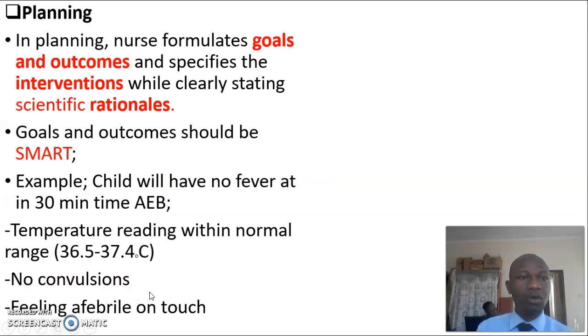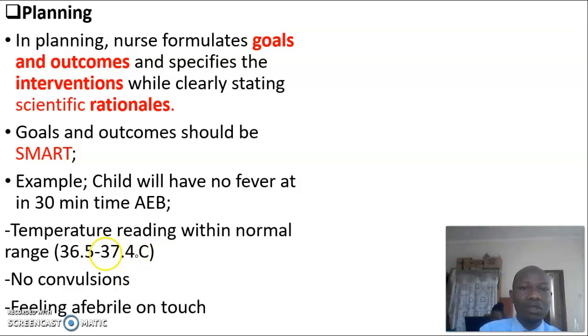Okay, so far we have finished assessment. Then we talked about diagnosis as the second step of the nursing process. Then we are going to talk about planning. Planning in the nursing process is something really big, it's wide. So when we plan, we first of all formulate goals and outcomes, then we carry out our interventions, then we state the rationale for our interventions.